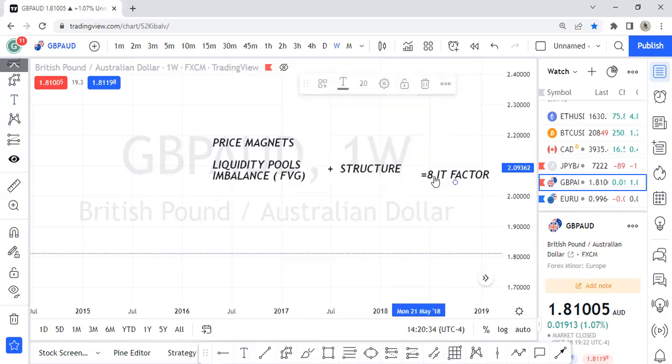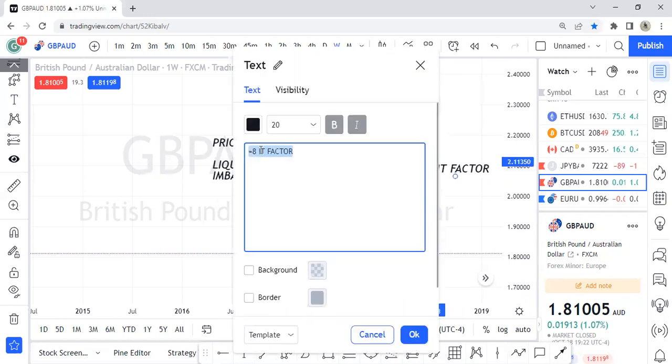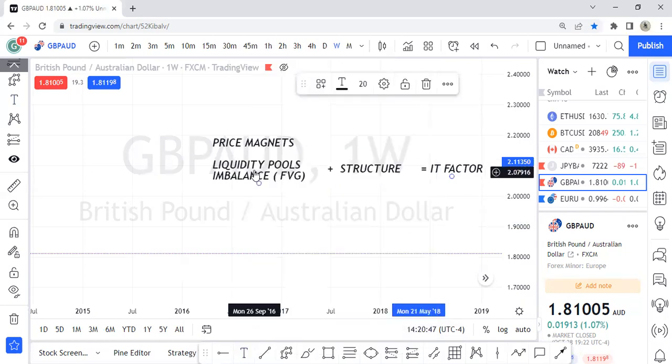So if you're able to get this, this is the X factor, right? These are the two things that you're obviously looking at. We're going to chart in a jiffy. I'm not trying to give you the premise or the discourse behind it. We have the liquidity pools and the imbalances plus structure. That is the X factor. This is basically what you need to know to be able to trade properly and navigate the market with such accuracy.